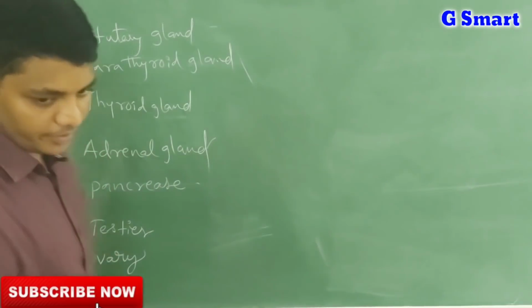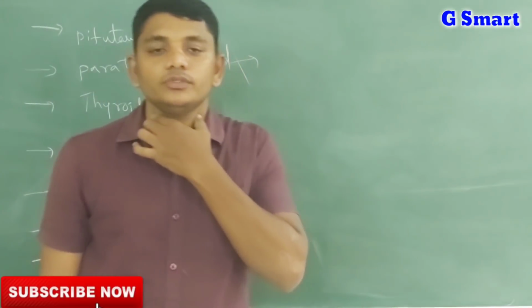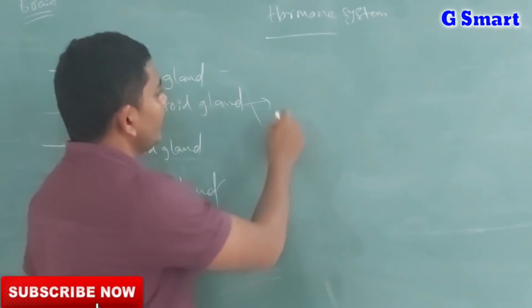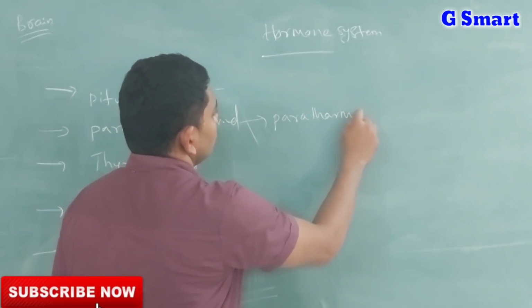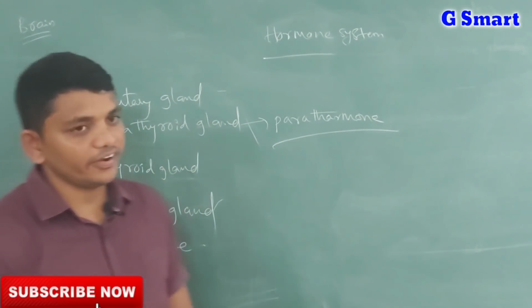Let us discuss the parathyroid gland. The parathyroid gland is located in our neck. It releases a hormone called parathormone.